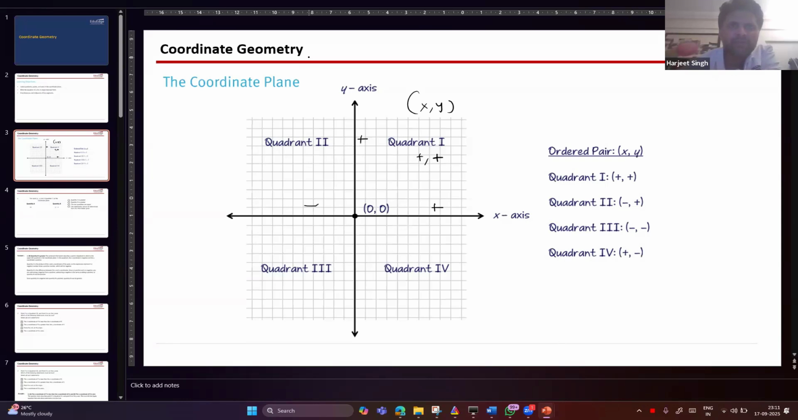In quadrant 2, X is negative. So in quadrant 2, any point will be minus comma plus. In quadrant 3, we have negative X, negative Y. So any point in quadrant 3 is both minus minus. And anything in quadrant 4 will be plus on the x-axis and minus on the y-axis.